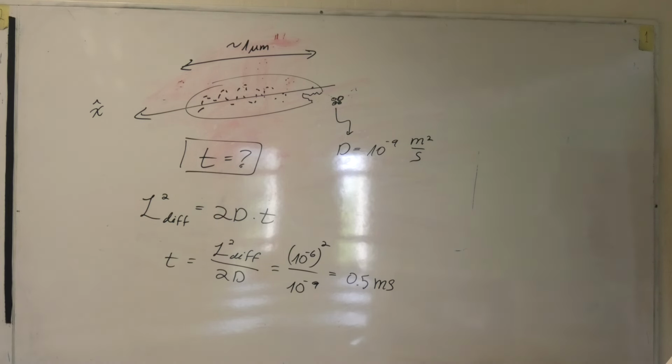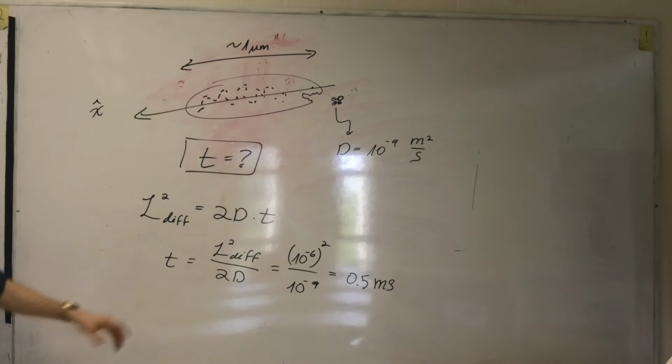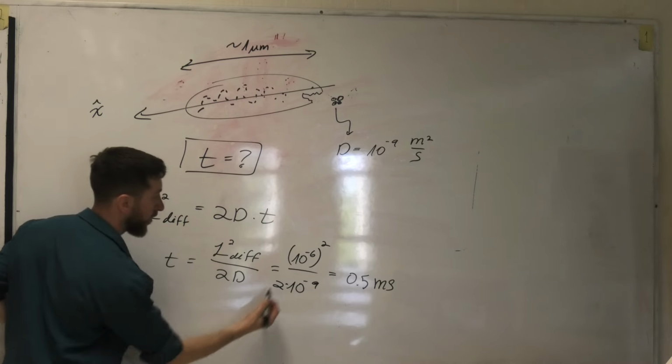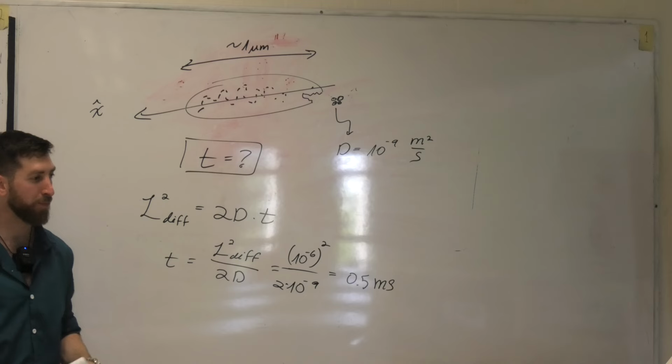Why did we study this? Why did we study this diffusion? This is clear? Sorry, multiply by 2. That's the reason you have this half, because of the 2, okay?